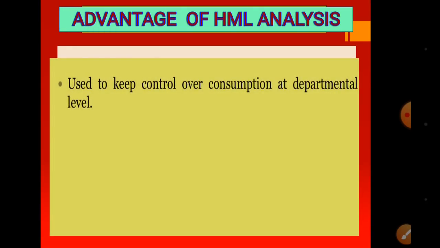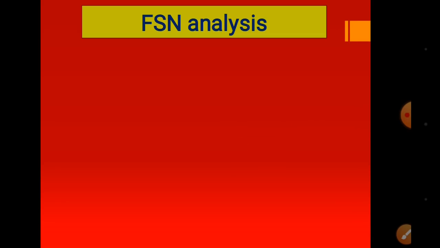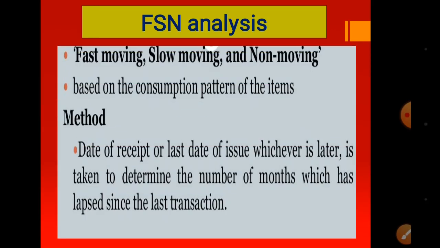Now, advantage of HML analysis: it is used to keep control over consumption at departmental level. Now, FSN analysis: fast moving, slow moving, and non-moving. It is based on the consumption pattern of the items. The method is: date of receipt or last date of issue, whichever is later, is taken to determine the number of months which has lapsed since the last transaction.